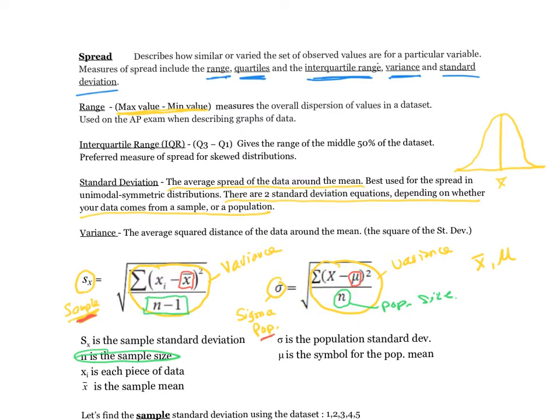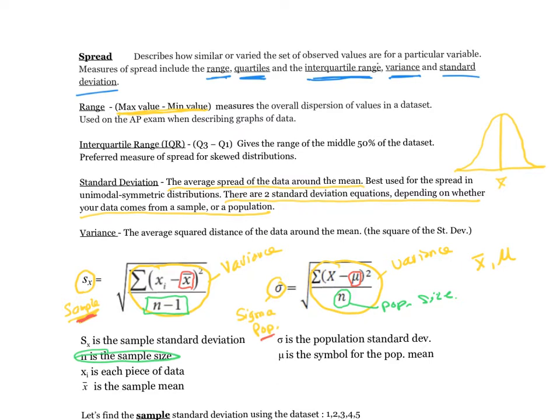So we're going to divide by a little smaller number, which is going to give us a little bigger average. And the reason for that is it'll give us a little better estimate because we only have a sample of the data. We don't have all of the data. So when we have a sample, we're going to have just an estimate of the answer, not the real answer.